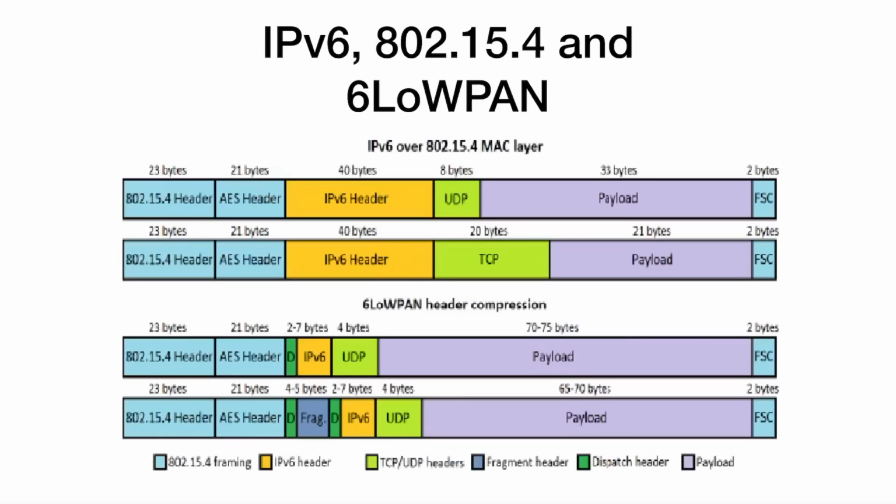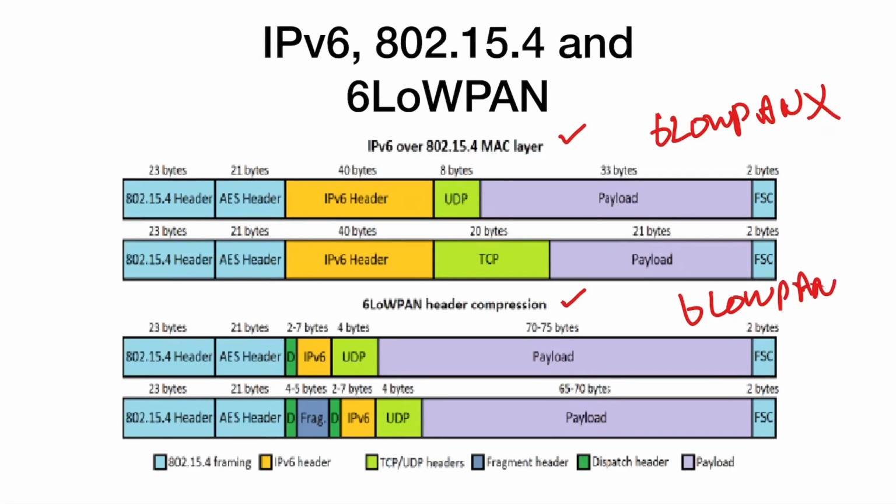So in short, we can see IPv6 over this and 6LoWPAN. This is without 6LoWPAN and this is with 6LoWPAN. So there are two diagrams to explain in a single slide. Now you can see these blue color packets are 802.15.4 framing. This orange color is the IP version 6 headers. This green color is the TCP UDP headers.